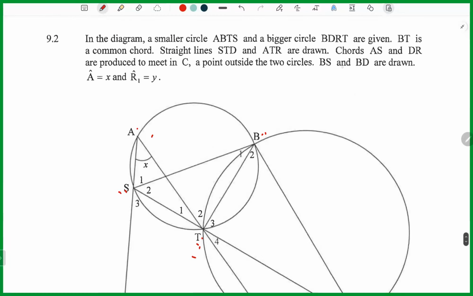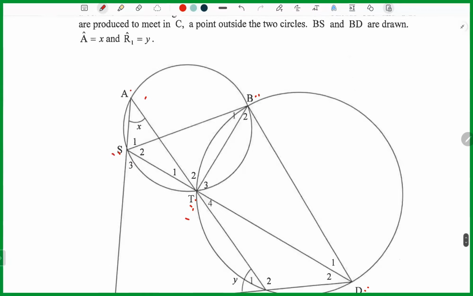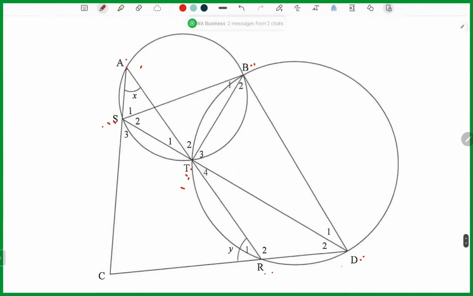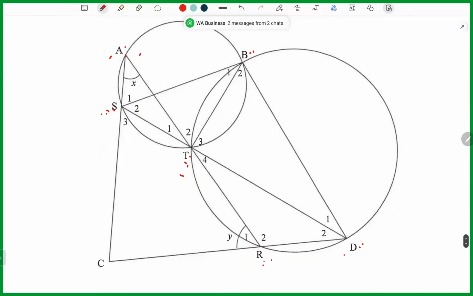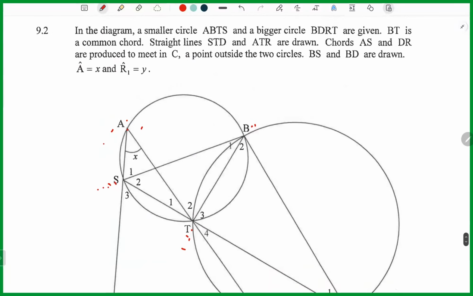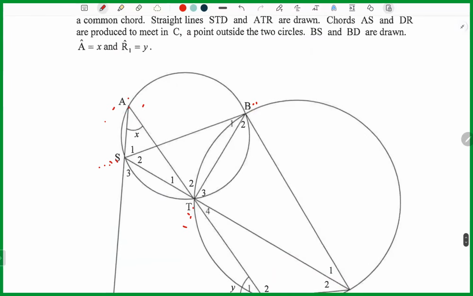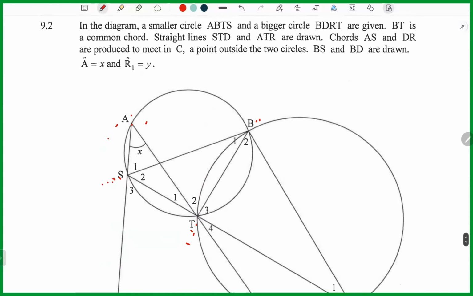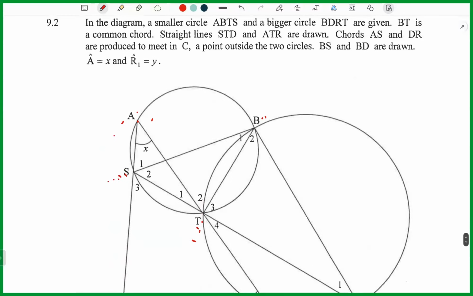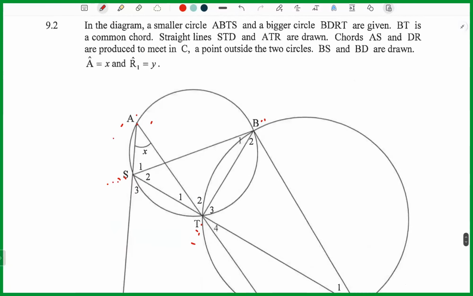Okay. Now, chords AS and DR. Here is AS and these DR. Are produced to meet at C. Okay, they meet at C there. The point is outside the two circles.